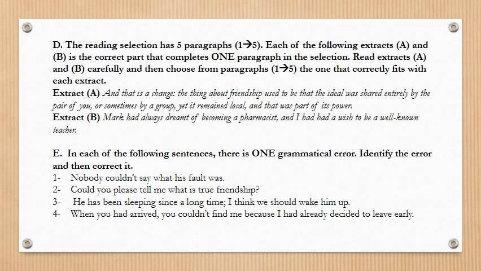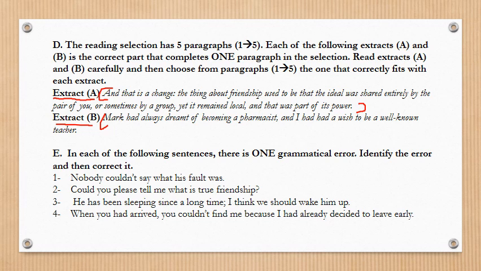Some of you have trouble with figuring out the extract. An extract is a part of a paragraph taken away and put here. Extract A is taken away from one of the 5 paragraphs. I want you to tell me which of the 5 paragraphs this was taken from, meaning extract A completes or belongs to which paragraph, and also extract B, which paragraph was it taken from.